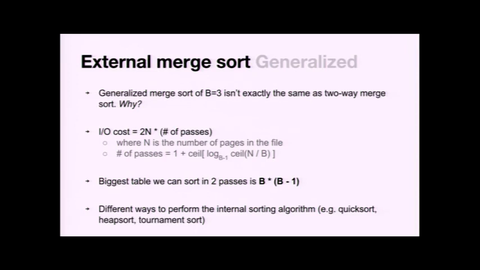Okay, so the I/O cost of our external merge sort is now 2n, where n is the number of pages in our file, times the number of passes. Why is that true?